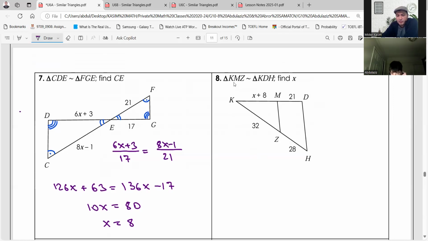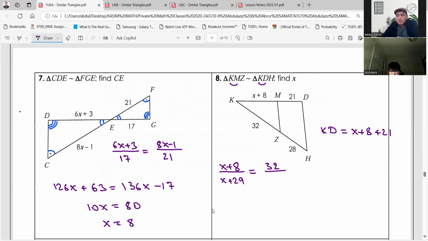All right, let's start with KM. Do we know KM? X plus 8. KM corresponds to KD. What is KD? KD equals X plus 29, right? Can you see that? KD equals X plus 8 plus 21. Okay. And KZ, it is 32.